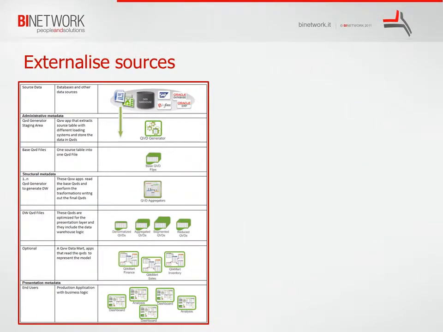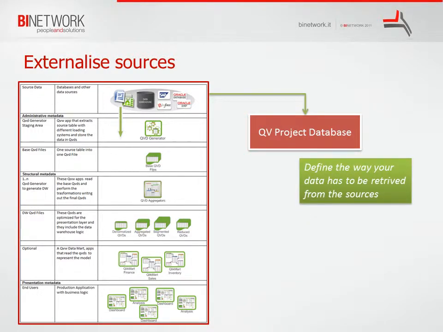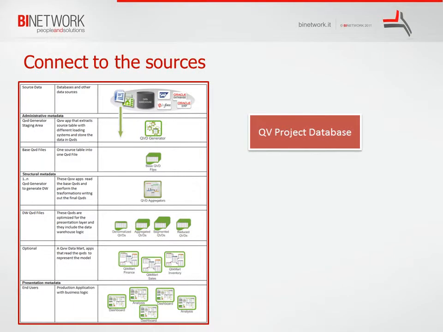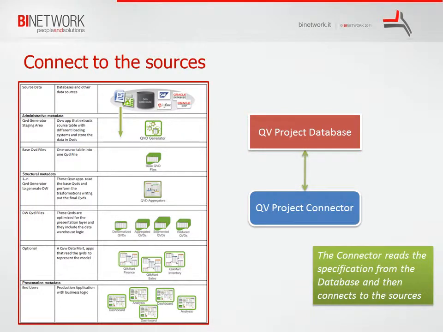The first problem when starting a project from scratch is data extraction. We can apply the QlikView project approach right from the beginning and externalize all sources information, writing on the database what we need to extract, where from, and how, listing here all the necessary data specifications. We then move on and launch the QlikView project connector. This application connects to the database, reads all the information needed to perform data extraction: where and what the sources are, what the tables are, in what folders they're going to be saved.